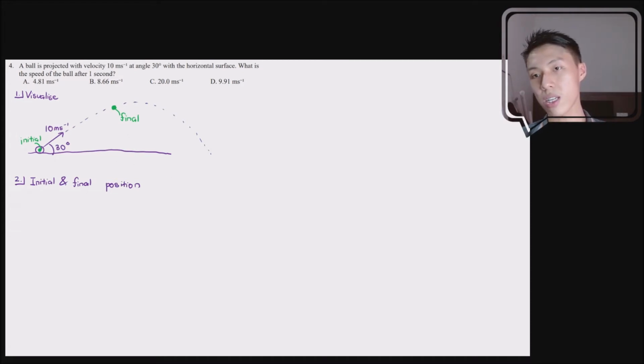We have determined it and we label it in the diagram. The third part, what we need to do is to determine the SUVAT based on the initial and final position. Your initial and final position is based on the question. So when you find your SUVAT based on the initial and final position, you are finding your SUVAT based on the question. You see how it works step by step.